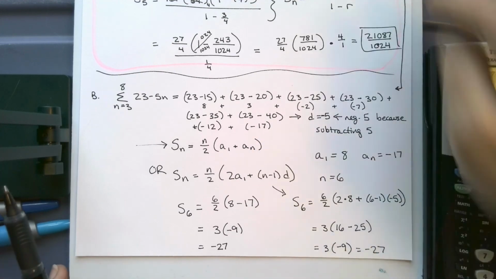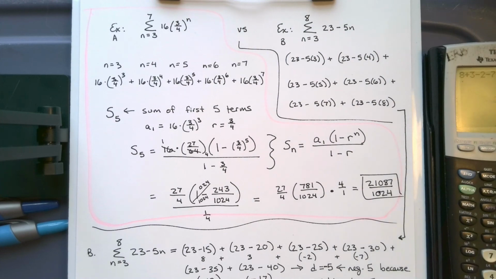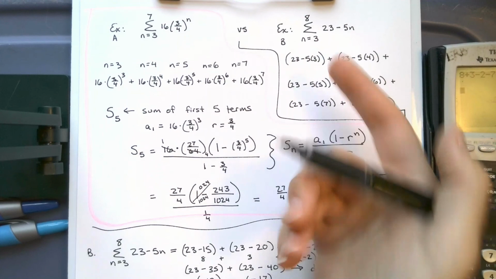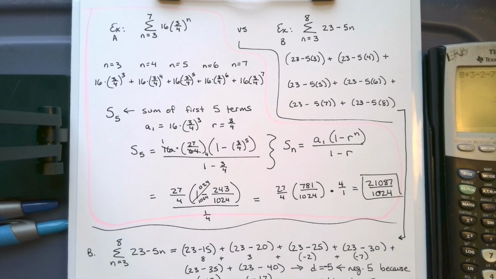So, through all of this, really the big takeaway is to build the equations from sigma, you need to write out the terms. Writing out the terms reveals the pattern, and that's how you find the pieces to go into the equations.